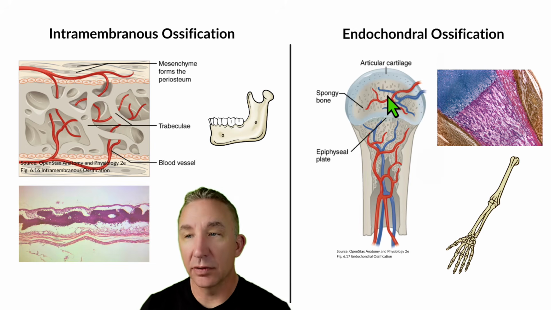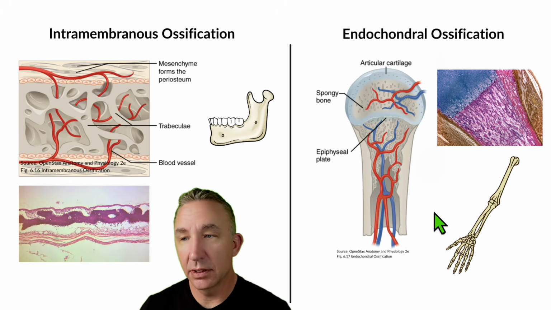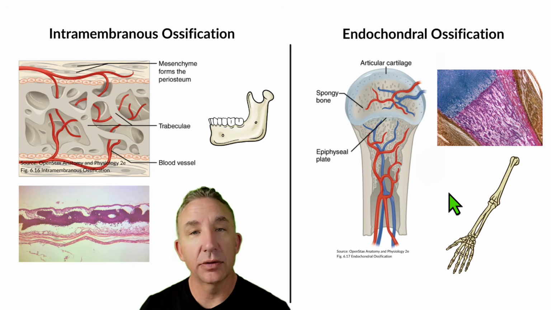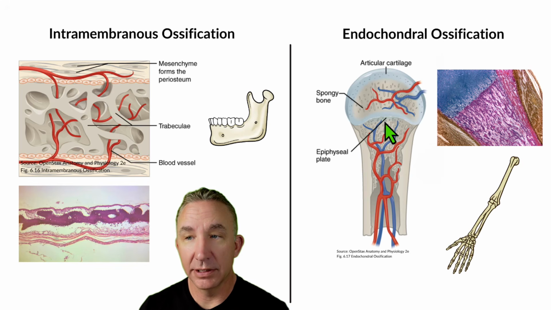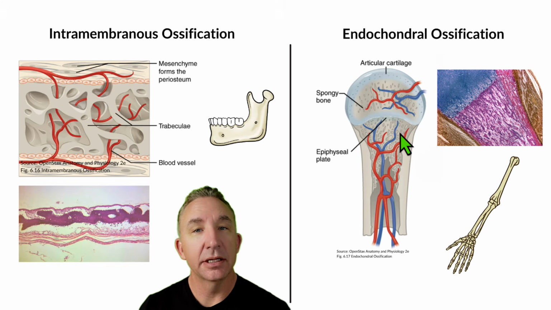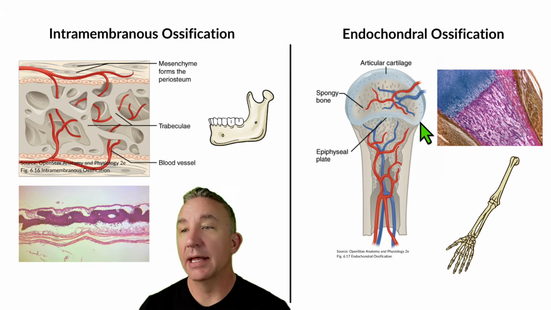Versus when we look at endochondral, this is showing you a long bone. A lot of our long bones go through this process, using hyaline cartilage, which occurs at the epiphyseal plate. So this section here, at the epiphysis and then the diaphysis, there's a section in between called the metaphysis, and this is where I have hyaline cartilage.